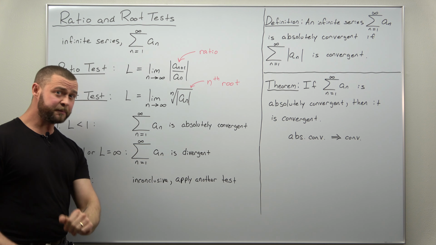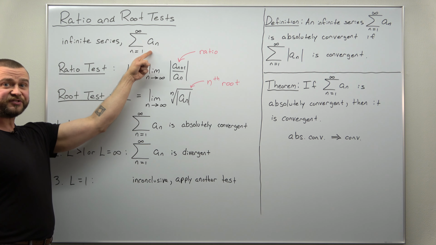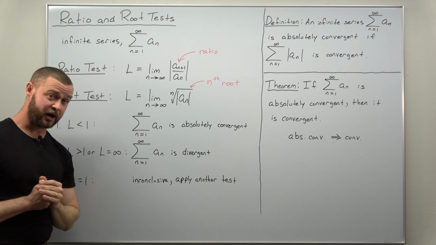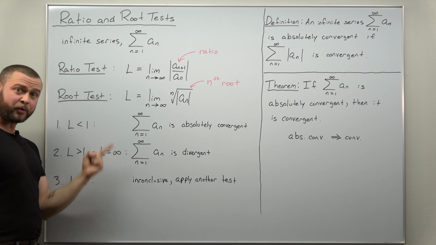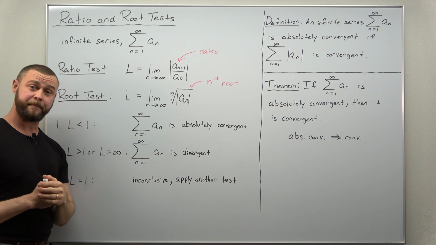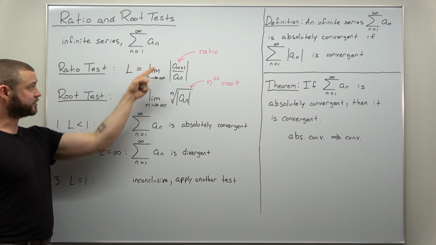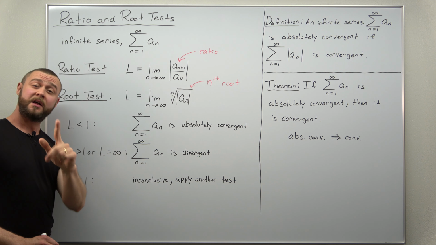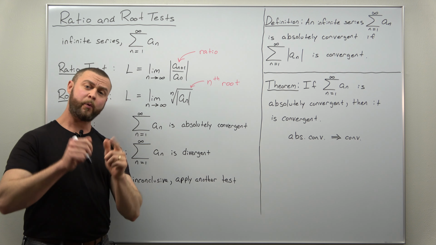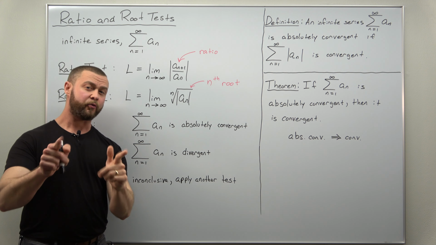So this is really simple in some sense. You have an infinite series, calculate either one of these depending on which test you're applying, and then you have three simple conclusions to determine if it converges or diverges. Now the tricky part is determining which one you would want to use and then how you would simplify the limit here. And we're going to get to those tips and tricks right now.